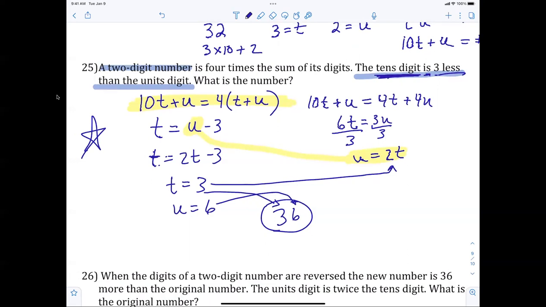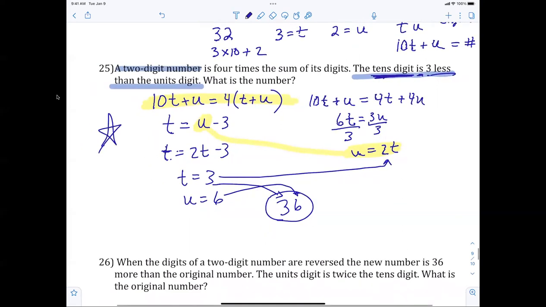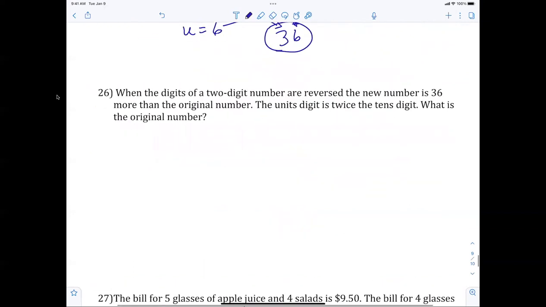All right, let's check out 26. Now, like I said, for whatever reason, this is hard. When the digits of a 2-digit number are reversed, how would I write that? 10u plus t. That's exactly correct. Think of 36. If I switch 36, it now becomes what? 63. So now it's 6 times 10 plus 3.